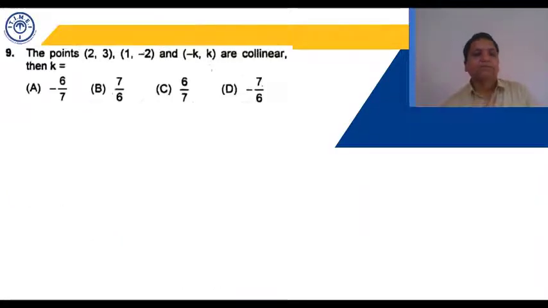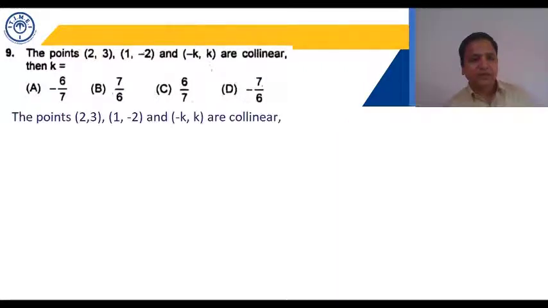Then question number 9 of your handout says the points (2, 3), (1, minus 2) and (minus k, k) are collinear. That is, they lie on a straight line. Then you have to find the value of k. Since to check collinearity we have learned only one concept till now, that is the area found by these three vertices should be equal to 0.